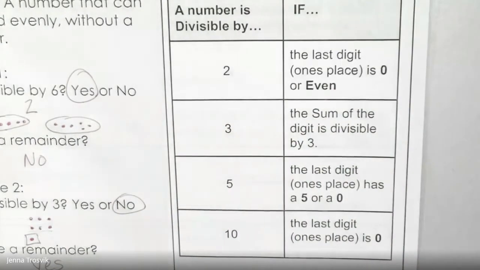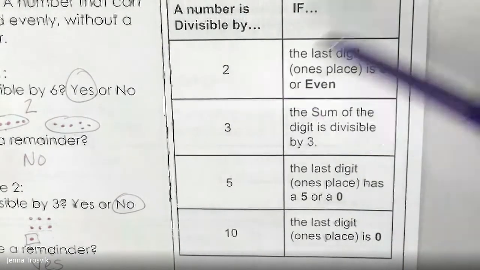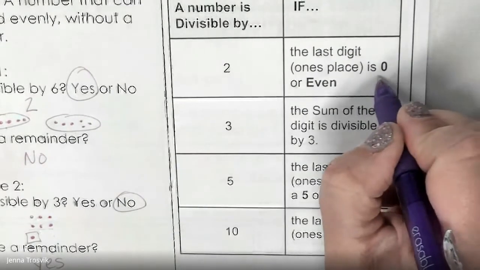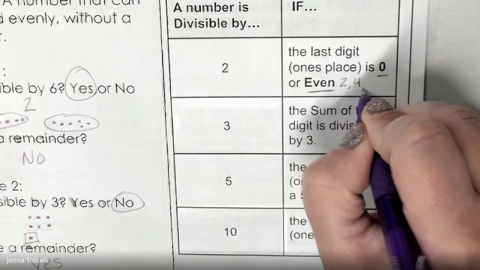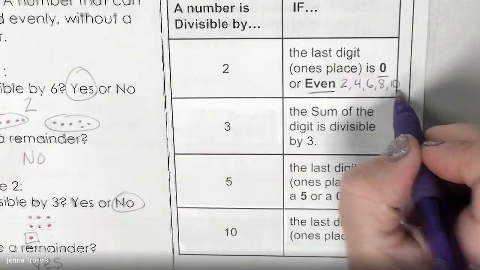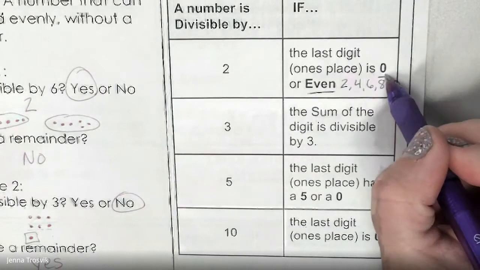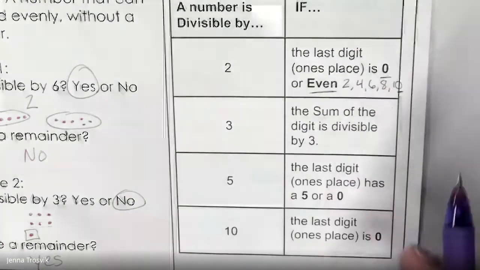Okay, so the next section is our divisibility rules. Some of you have been taught these, some of you have not. There are others, but we're going to focus on these for a simple reason. We are going to look at 2's. Anytime a number is divisible by 2, it has to end with a 0 or an even number. Our even numbers are 2, 4, 6, 8, and 10. And as you can see, 10 has a 0 in the ones place. So any number that has 0, 2, 4, 6, or 8 in the ones place is divisible by 2.